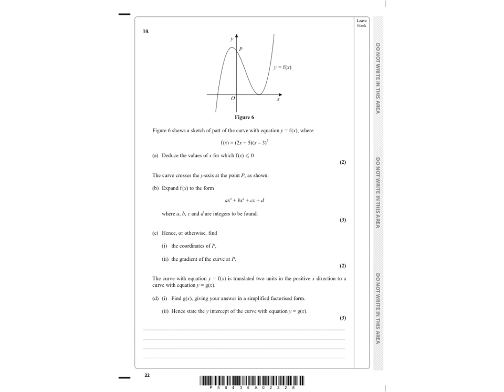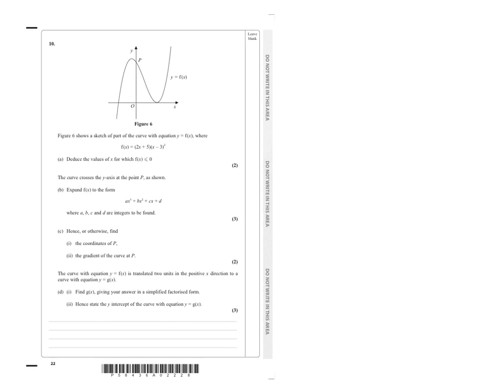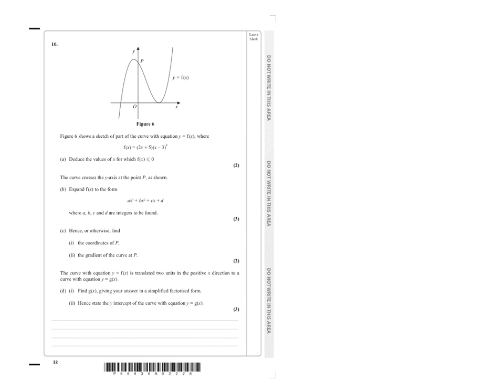Question number 10. Figure 6 shows a sketch of part of the curve with the equation y equals f of x, where f of x equals 2x plus 5 times x minus 3 squared. Deduce the values of x for which f of x is less than or equal to 0. So where is the equation f of x less than or equal to 0?